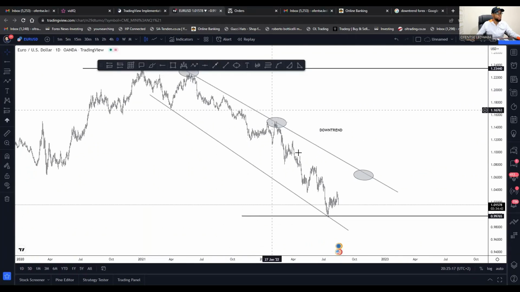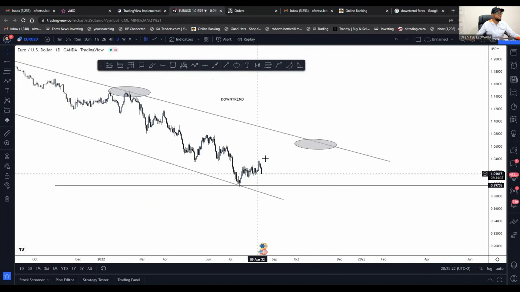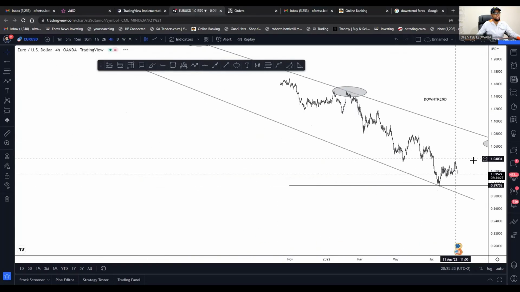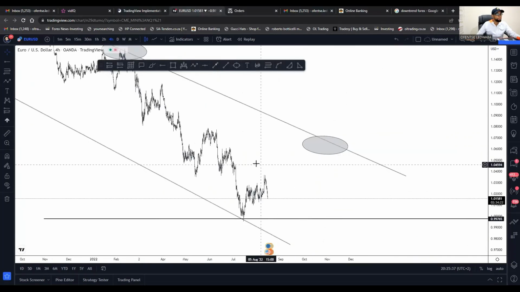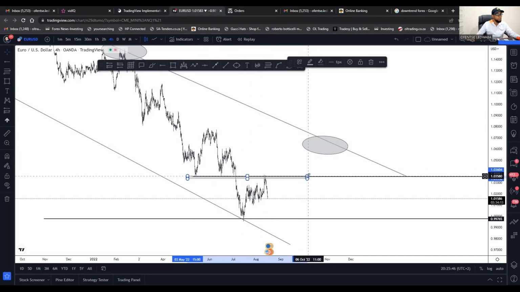Now I have my points here. Then I managed to take advantage of this. Let's now go to 4 hour. I had this point, and then this also became my horizontal zone.